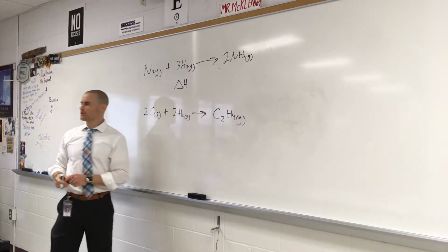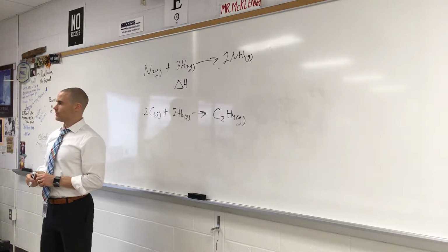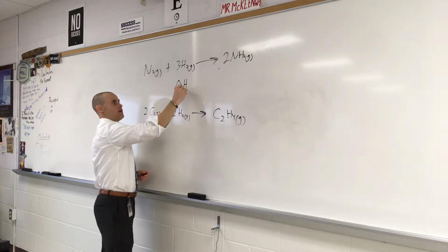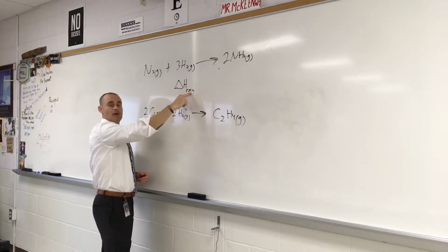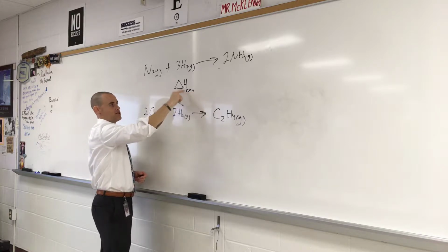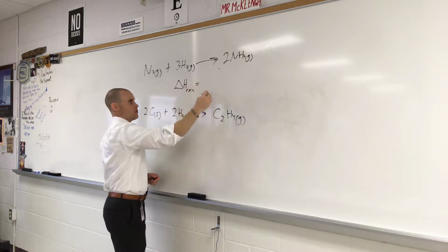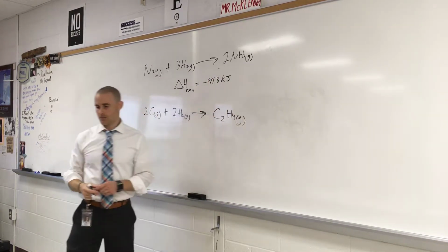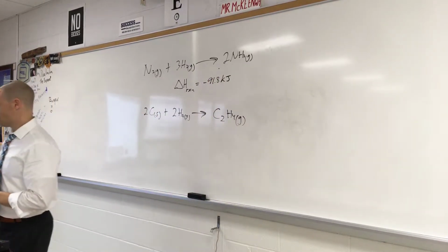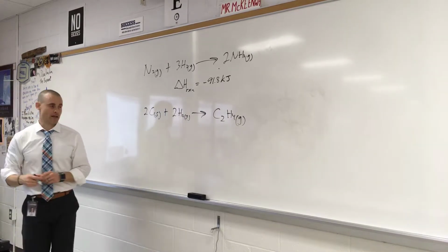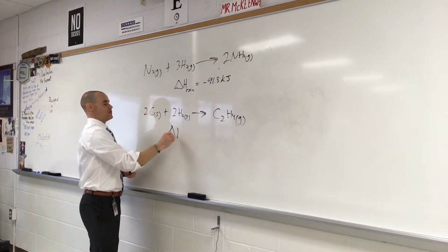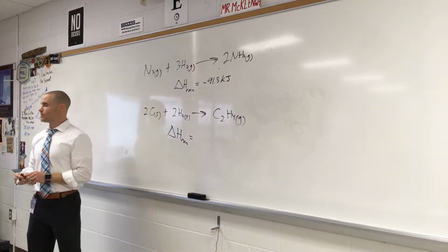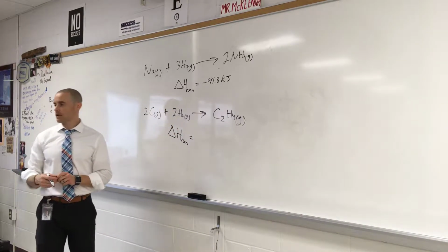When I say value, what does that mean? The number, okay? So delta H, and now I'm going to give you a new symbol here. Rxn is a subscript. Rxn stands for reaction, so heat of reaction equals negative 91.8 kilojoules. That's the value of delta H. So let's write the value of delta H for this reaction. And who's got it? Tyler.